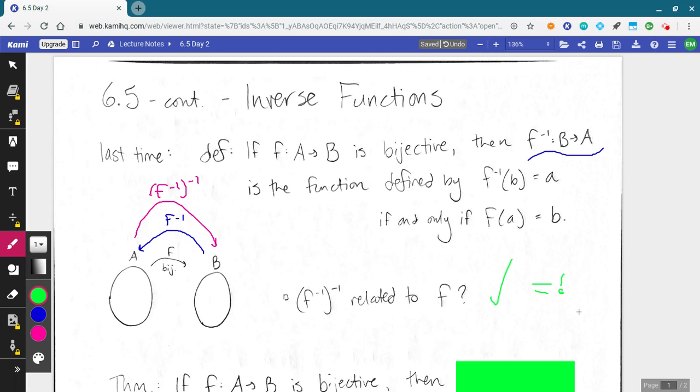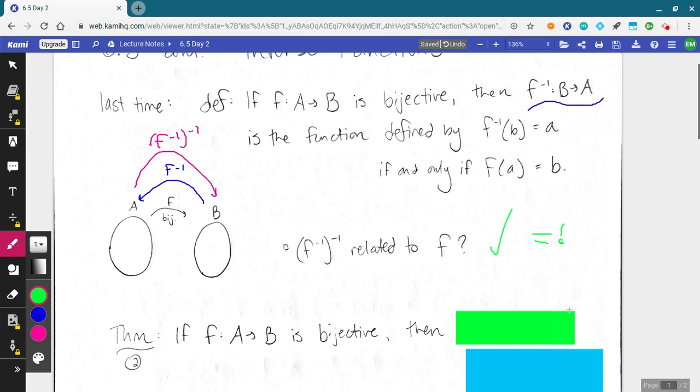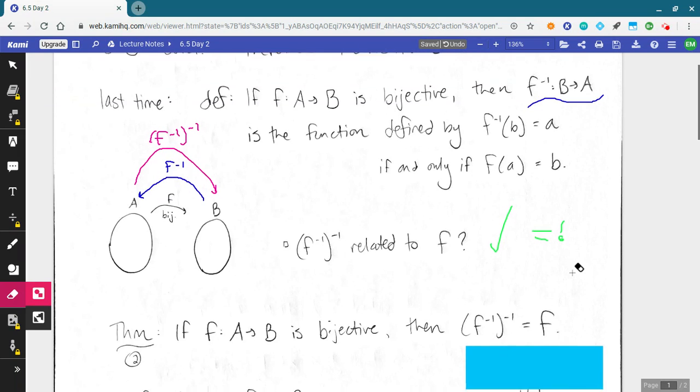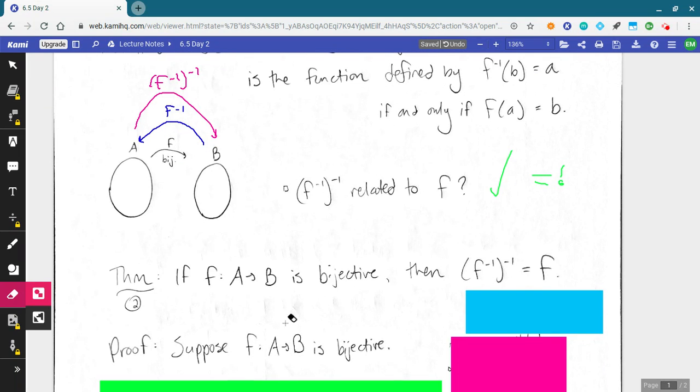All right, but once again, this kind of intuitive idea with our arrows is fantastic and useful to have in our minds, but if we want to prove something, well, we have to do it legitimately, carefully, and completely, right, using our definitions and show what needs to be shown. All right, so let's start in. Here's our theorem 2. If f from A to B is bijective, then f inverse inverse equals f. All right, so to start in, we can suppose the hypothesis that f is bijective.